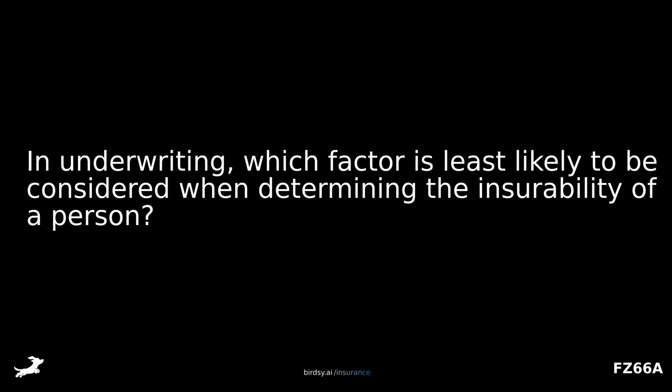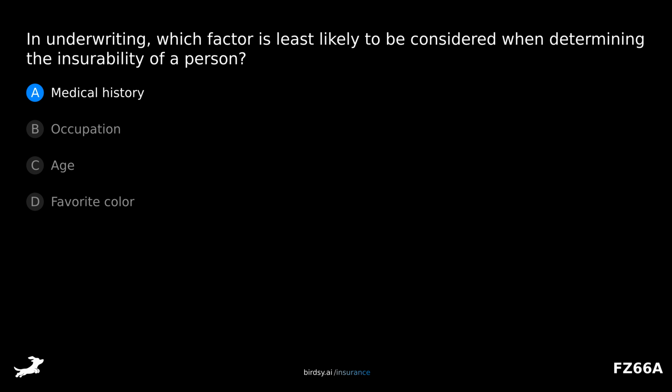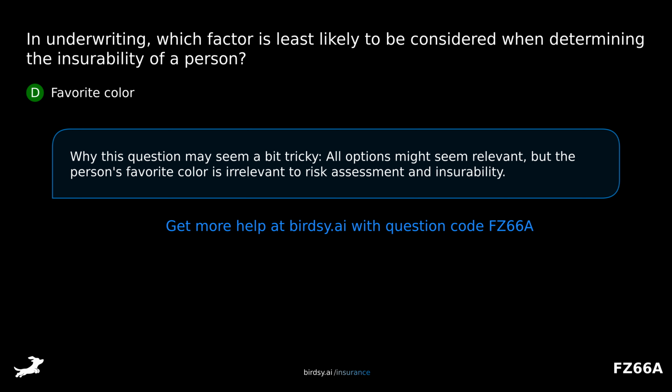In underwriting, which factor is least likely to be considered when determining the insurability of a person? Is it A, medical history, B, occupation, C, age, or D, favorite color? The answer is D, favorite color. Why this question may seem a bit tricky. All options might seem relevant, but the person's favorite color is irrelevant to risk assessment and insurability.